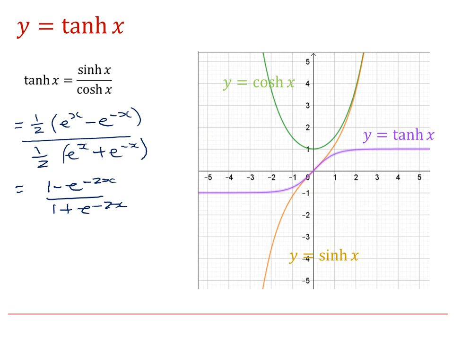If we were to plot these values, this indeed would be the case, and there are asymptotes at y equals minus 1 and y equals 1. As x tends to infinity, y tends to 1, and as x tends to minus infinity, y tends to minus 1.